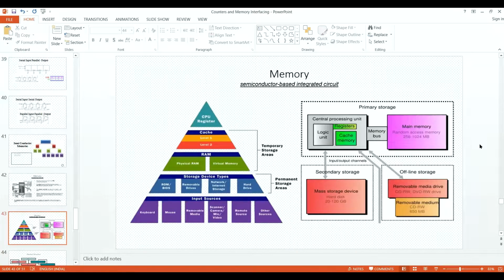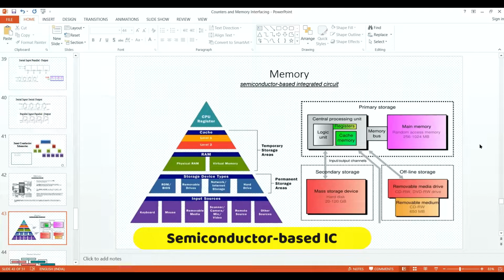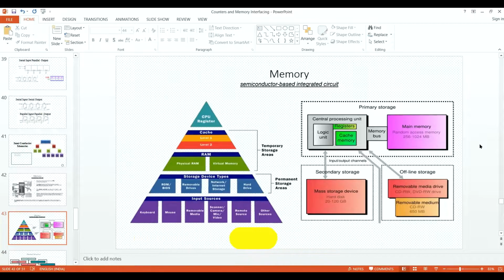The memory is a semiconductor-based integrated circuit, you can check. We have a CPU register. Then we have cache memory, which is basically used to reduce the mismatch between your keyboard and the computer speed, because they are not matched. One is analog, one is digital. So cache memory, level 1, level 2. Then we have RAM memory. It can be physical memory, it can be virtual memory. Nowadays we're talking more about virtual.